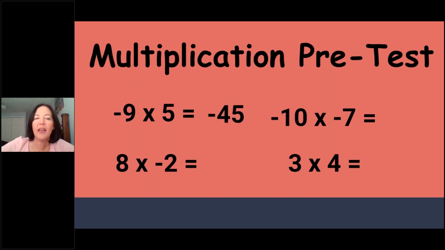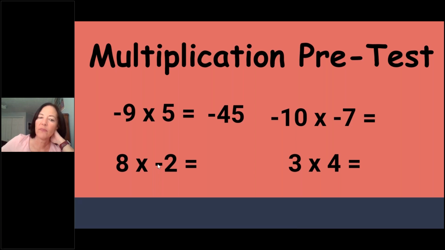Nice job. And I'm sorry, I already gave you the answer of 45. I hadn't meant to do that. The answer will be a negative 45. Now, how about 8 times -2? Will our answer be positive or negative?